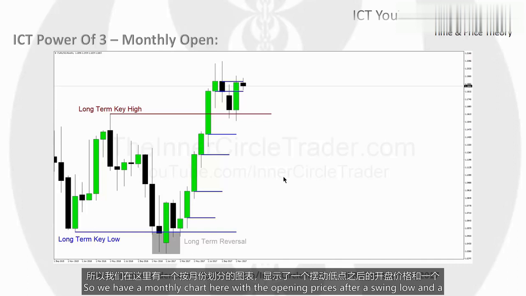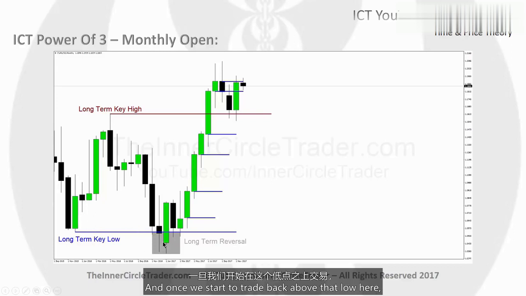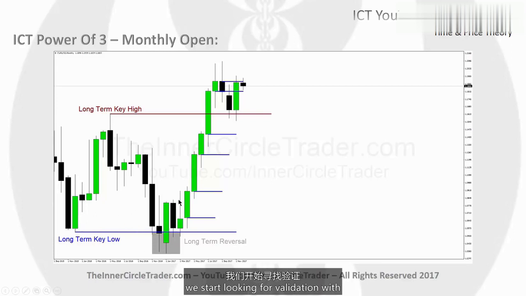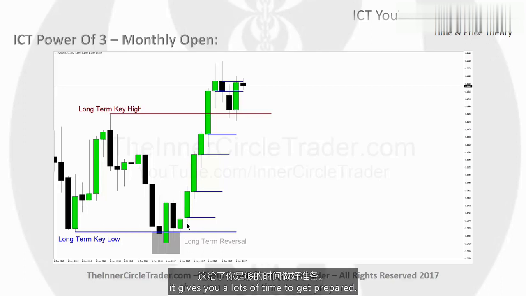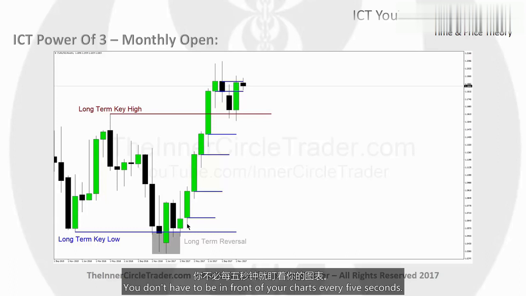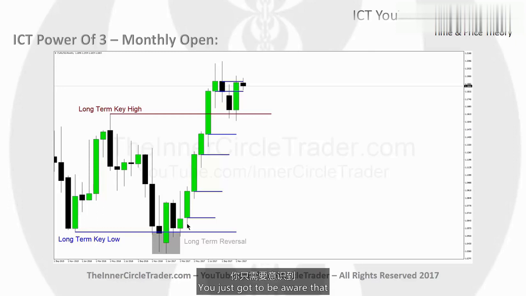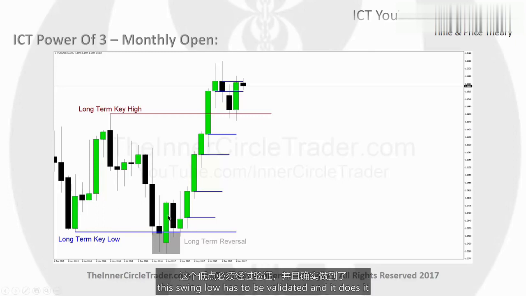So we have a monthly chart here with the opening prices after a swing low and a violation of an old low. And once we start to trade back above that low here, we start looking for validation of this swing low being in fact valid. And we have that on this month here. So we had plenty of time, several months before this month, to begin the hunt for longs. So it gives you lots of time to get prepared. You don't have to be in front of your charts every 5 seconds. In fact, you don't even have to probably watch it every day. You just got to be aware that this swing low has to be validated, and it does it here when it starts to trade above this candle's high.